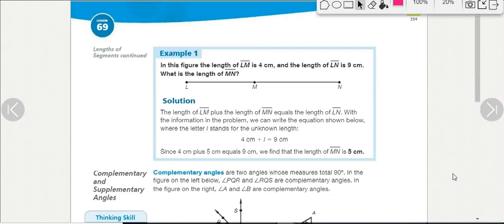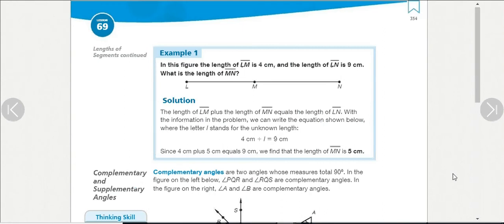No pun intended. Let's look at example one quick. In this figure, the length of LM, we should always say what it is based on its label on top, and not just say LM. We should say what? In this figure, the length of line segment LM. Remember that. Its length is 4 centimeters. And the length of line segment LN is 9 centimeters. What's the length of line segment MN?